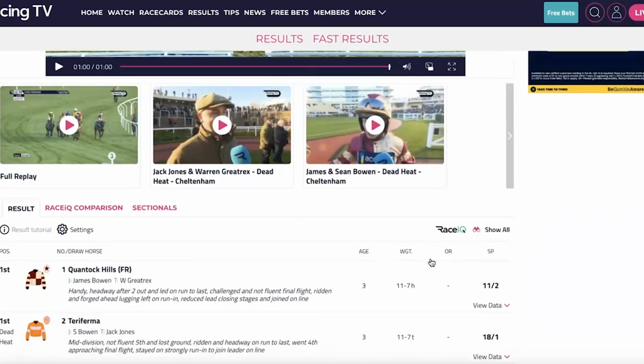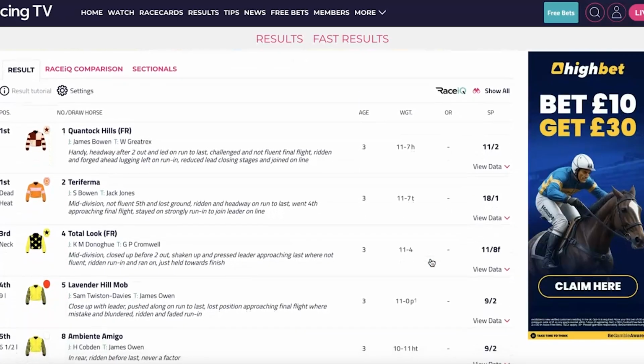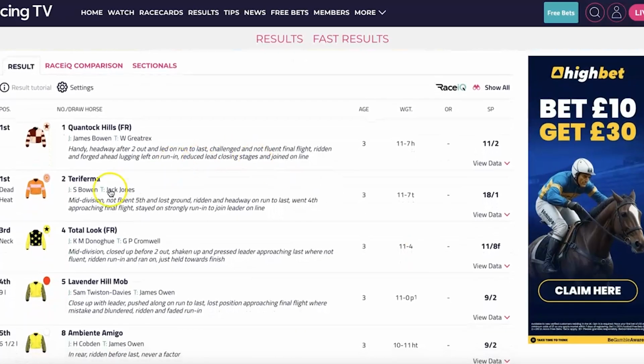in the photo. So when we look at the official result, when this gets declared on track, you can see here Quantock Hills was placed first and Terra Firma was also placed first in this particular race. So when two or more selections are joint winners in an event such as this, dead heat rules apply to settle those bets.